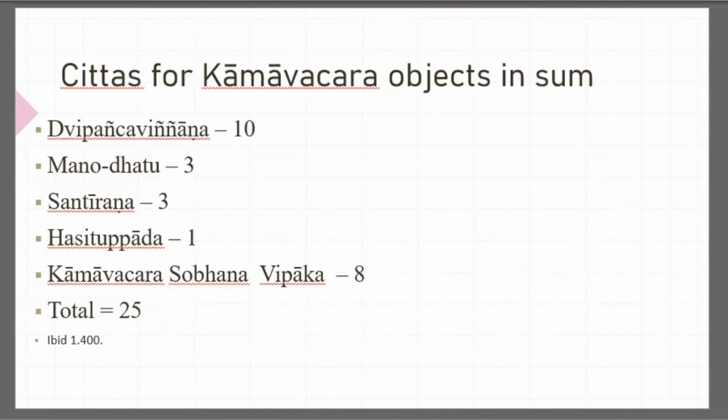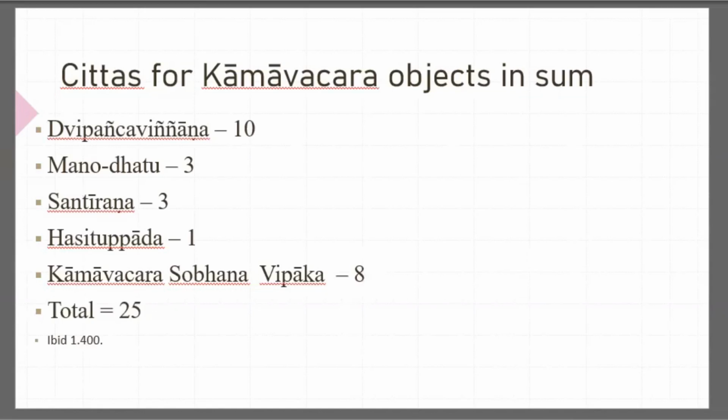Okay, let's summarize the Cittas for Kamavachara objects. Dvipancha Vinnana 10. Dvipancha Vinnana means 2 Cakkhu Vinnana, 2 Sota Vinnana, 2 Ghana Vinnana, 2 Jivha Vinnana, 2 Kaya Vinnana. They have specific objects with their relevant bases: present visible form, sound, smell, taste, and tangible object.